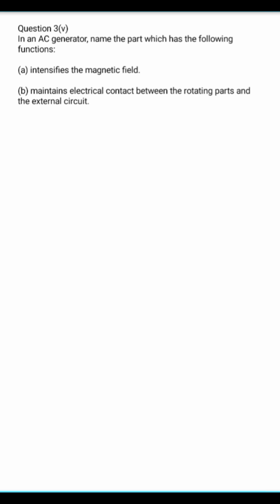So the first question is, it will intensify the magnetic field. That means it will help us to increase the amount of the magnetic field. So this is done by the soft iron core, which is there in the middle of the armature coil. This will help to increase the amount of the magnetic field to make it more.